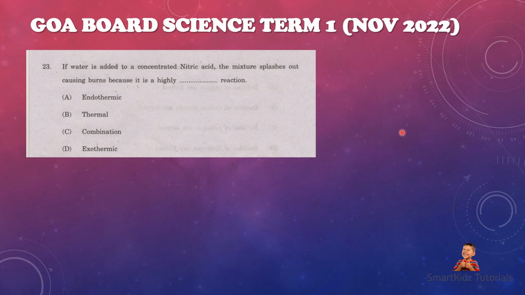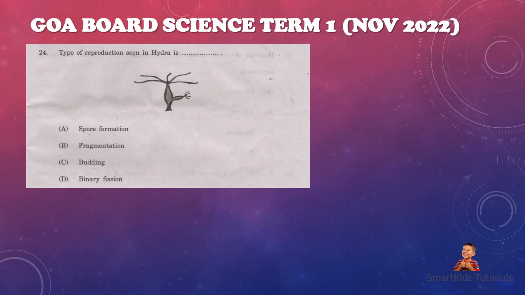So when it comes to dilution of concentrated acids, the acid is added to water, that too drop by drop, and that too in a container which can sustain the heat, because anyways the heat is generated. So the answer is exothermic. 24th question, type of reproduction seen in Hydra is budding.